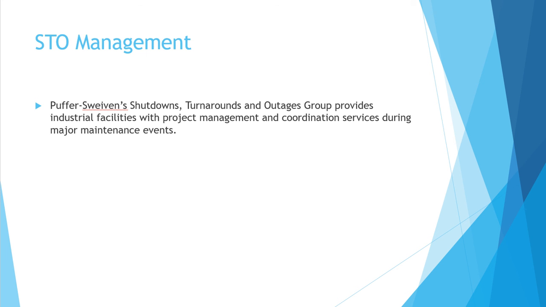As mentioned earlier, our STO management group was created to help our customers throughout their turnarounds. We like to be involved as early as possible so that we can know the complete work scope and we can plan resources accordingly. This group is dedicated specifically to turnarounds, and sometimes we will even mobilize to the customer's site for the duration of the turnaround. That means that a Puffer Swiven employee will work at the customer's site, integrated with their team. This has created a really great relationship with some of our customers because they see it as a valuable tool during their turnarounds.